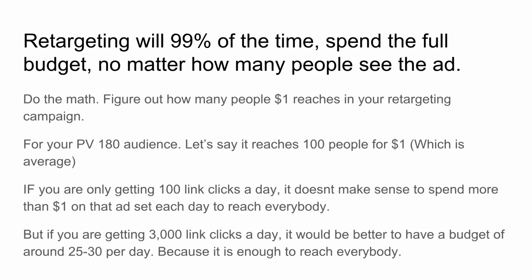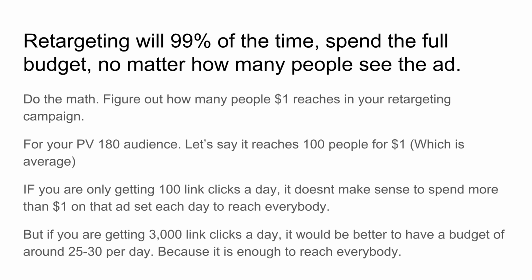So this is one thing that I have learned between the time that I made the first 3 parts and now. And it's something that I learned accidentally. I was paying attention to the way that audiences were spending and the way that cost per purchase was affected by retargeting. And basically I learned that 99% of the time, retargeting will spend your full budget no matter how many people see the ad.